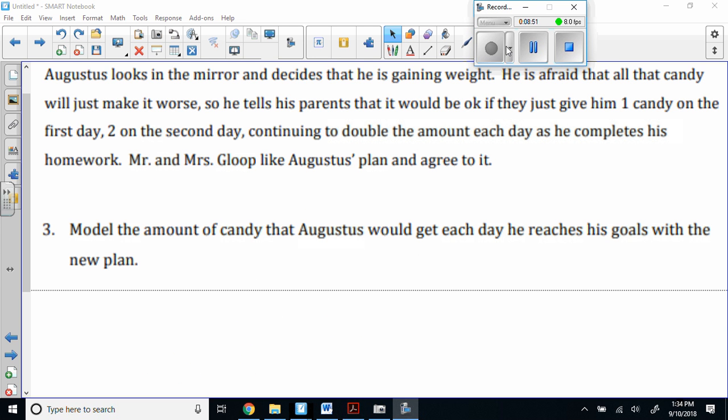Augustus looks in the mirror and decides that he is gaining weight. He is afraid that all that candy would just make it worse. So he tells his parents that it would be okay just to give him 1 candy on the first day, 2 on the second day, and continue doubling the amount as he completes his homework. Mr. Mears-Gloop likes Augustus' plan and agrees to it. Model the amount of candy that Augustus would have each day he reaches his goal with the new plan.